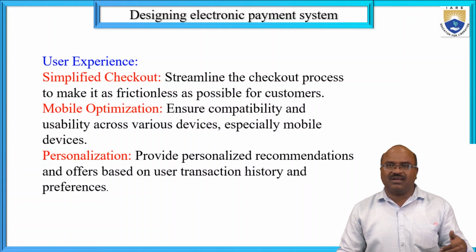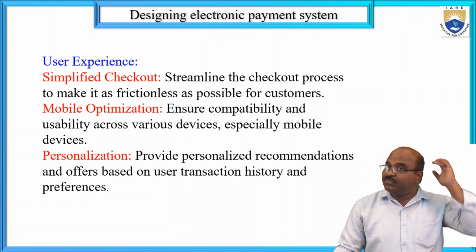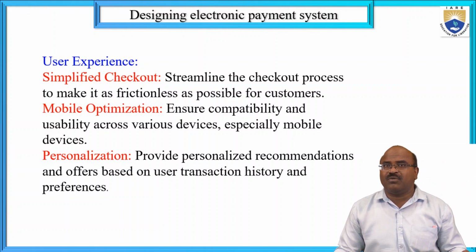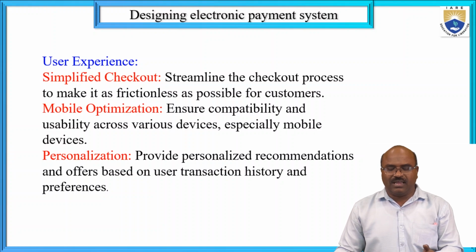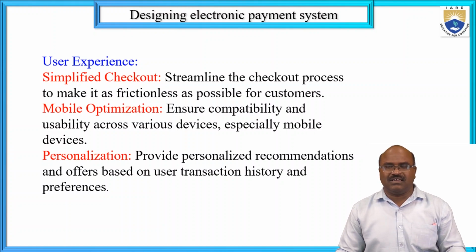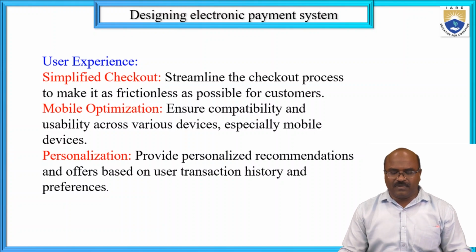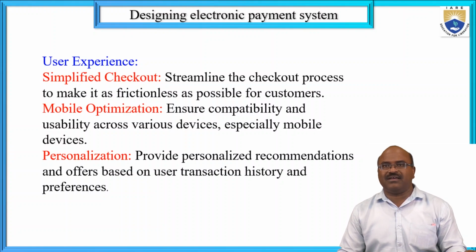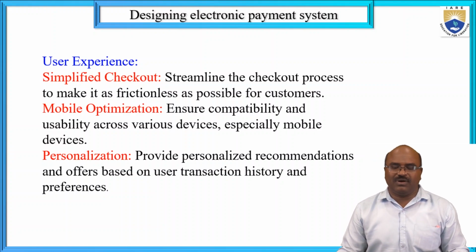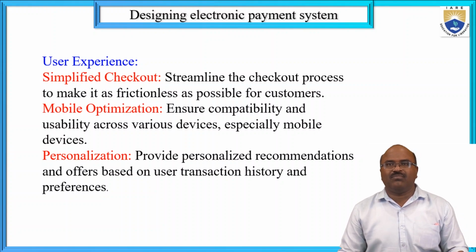Optimality, in the sense, you can reduce unnecessary information from the data. A minimization of the data is called optimization. Here, the mobile optimization activity ensures compatibility and usability across various devices, especially mobile devices. It is one of the robustness features. You can run it anywhere, I can see it on any other device. So this set of techniques is called mobile optimization.